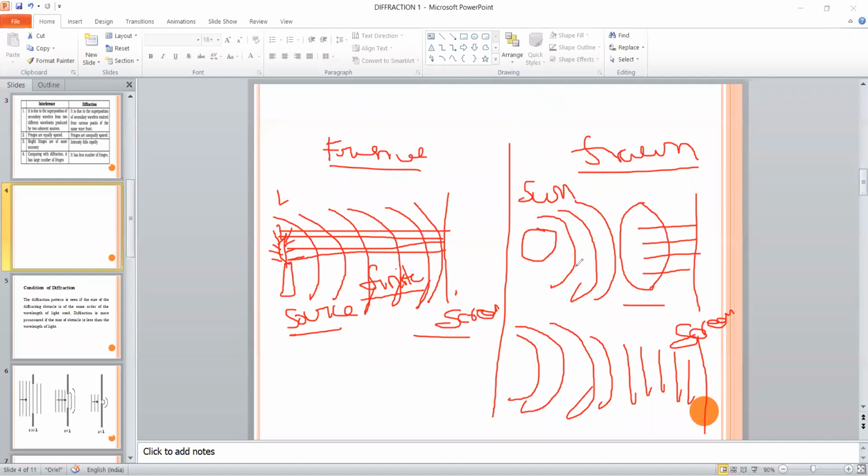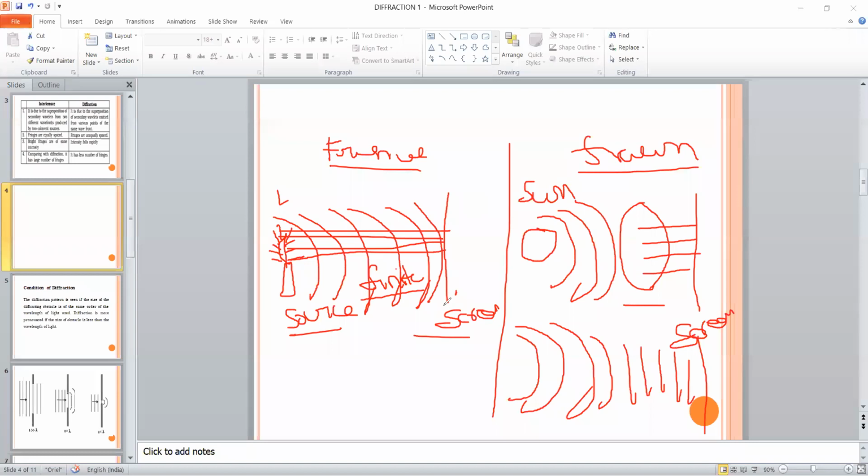That means due to long distance, these wavefronts are converted into plane wavefronts. So that is the main difference between Fresnel and Fraunhofer. Once again, I repeat. In Fresnel diffraction, we have to take candle as an example. That means as a light source.